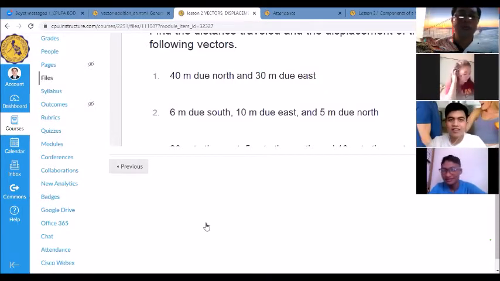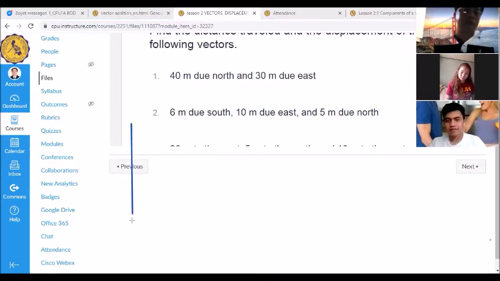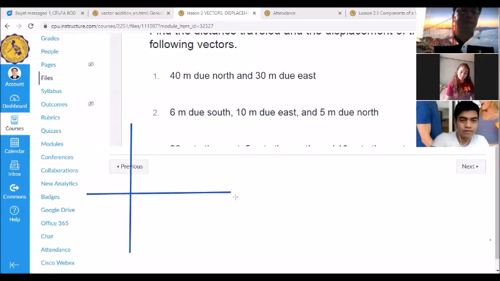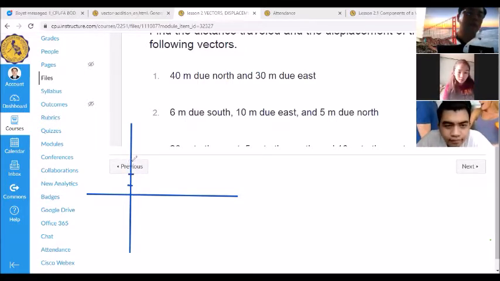So presenting number one, we will draw our axis because we will start with a graphical method. For a graphical method, we will first indicate north. So 40 meters north, we will mark 4 segments. Our scale is still 1 unit to 10. So 4 segments.